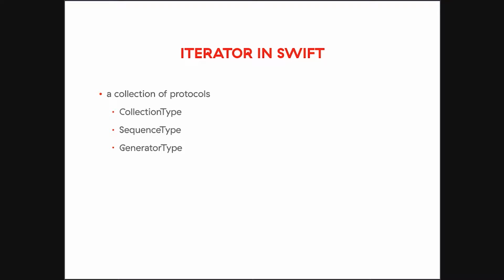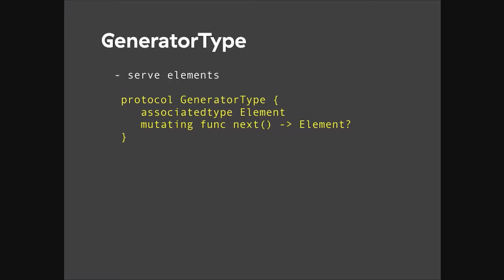Basically, when you want to implement your own collection, and if it's pretty simple, you would just adhere to this protocol, collection type. But let's start with the beginning. Generator type. It's a protocol, so when you implement it, it will know how to serve elements. You would need to provide an associated type, so which type your element would be, and you will need to implement the function next.